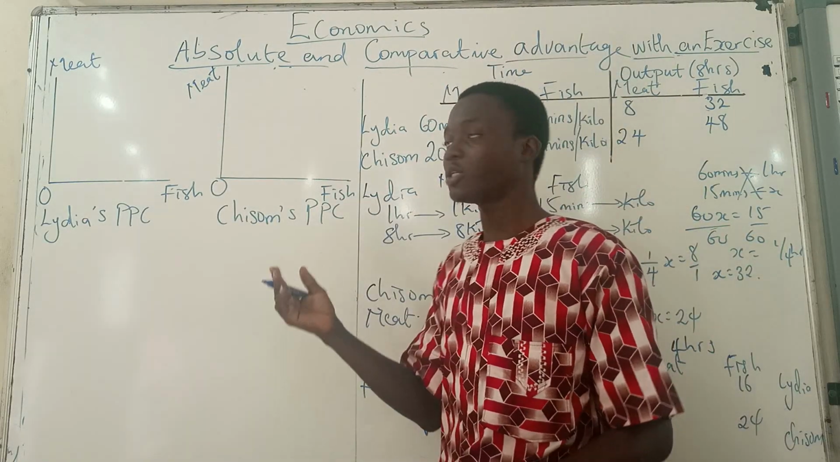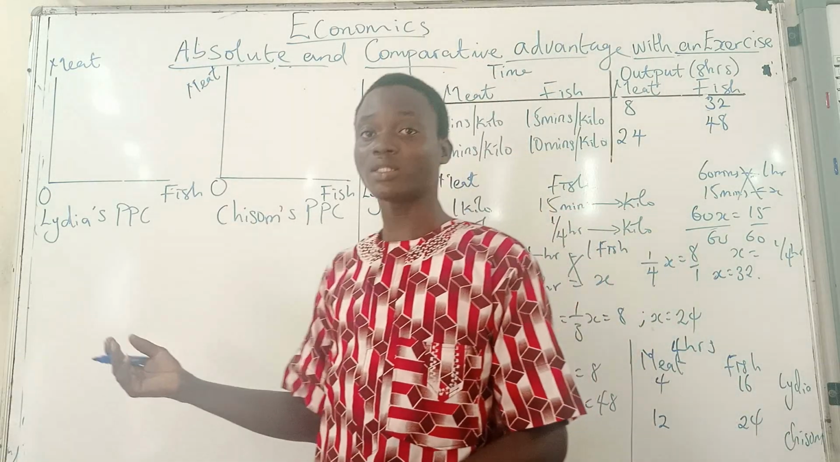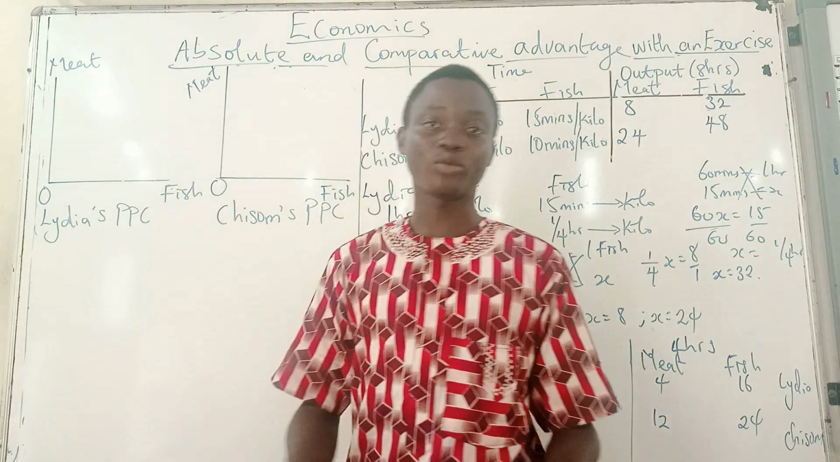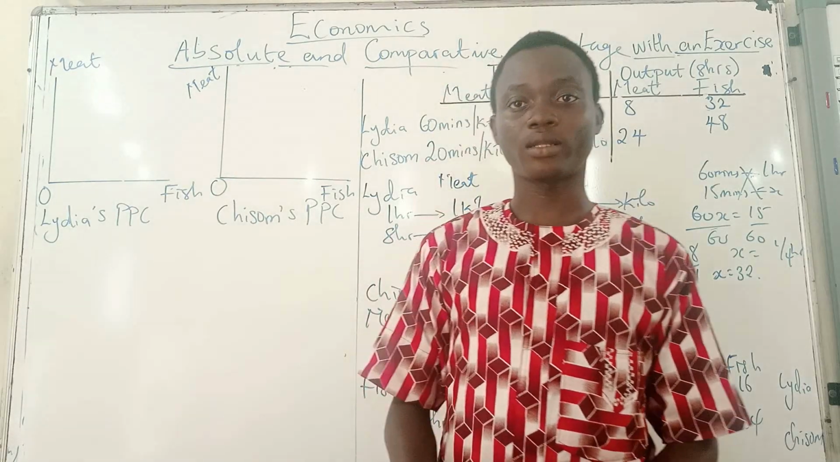Then we have a consumption possibility curve as well, or a consumption possibility frontier. So it's just the reverse of this, which is the different combinations of 2 goods that can be consumed by 2 people or something like that.